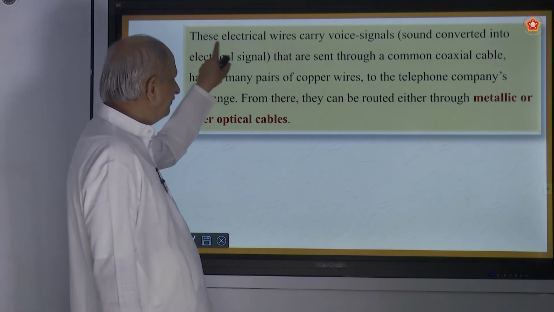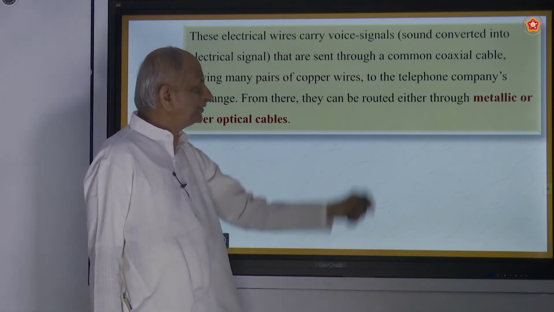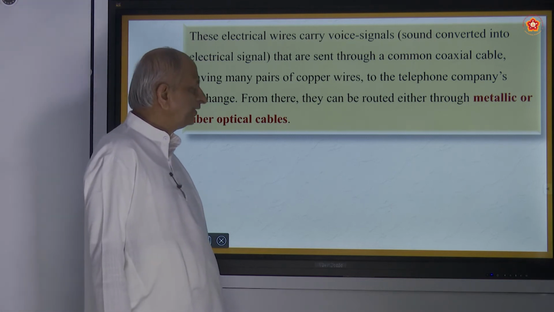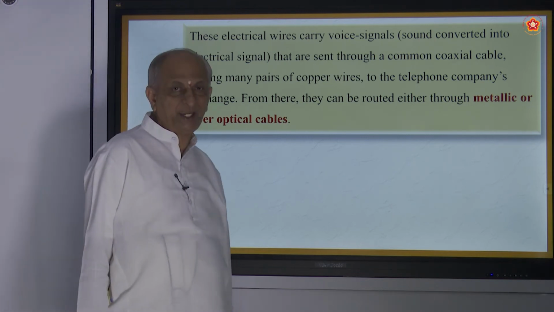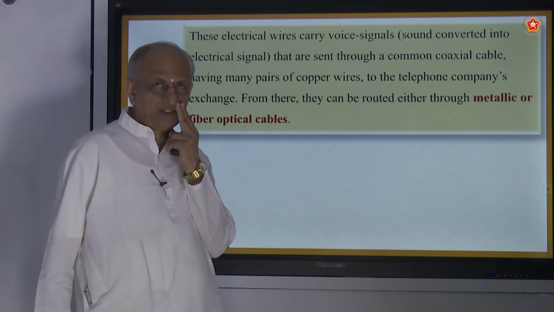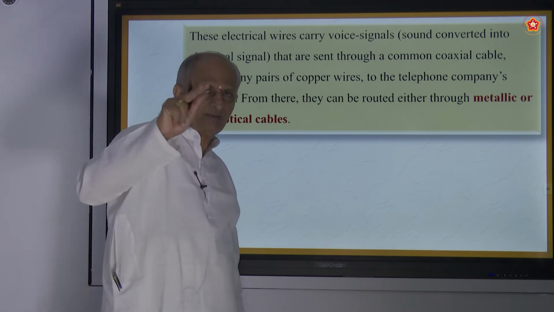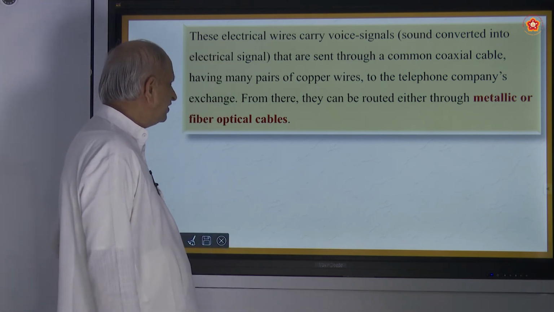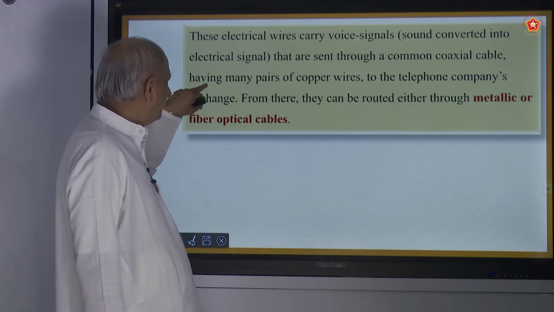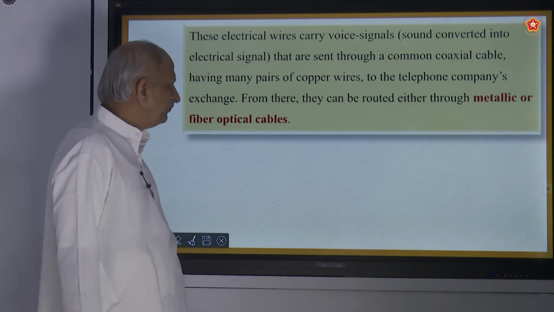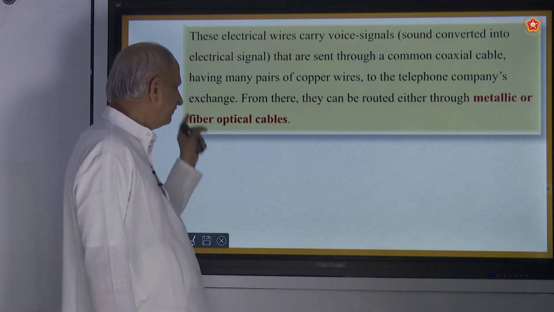And these electrical wires carry voice signals. The sound is converted into an electrical signal. They are sent through a common coaxial cable. That black wire is called a cable. In that there will be two wires inside. So there will be a coaxial cable having many pairs of copper wires going to the telephone company's exchange.